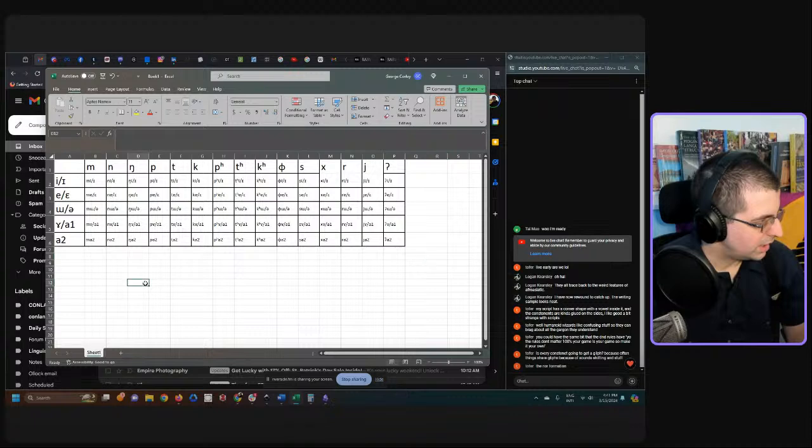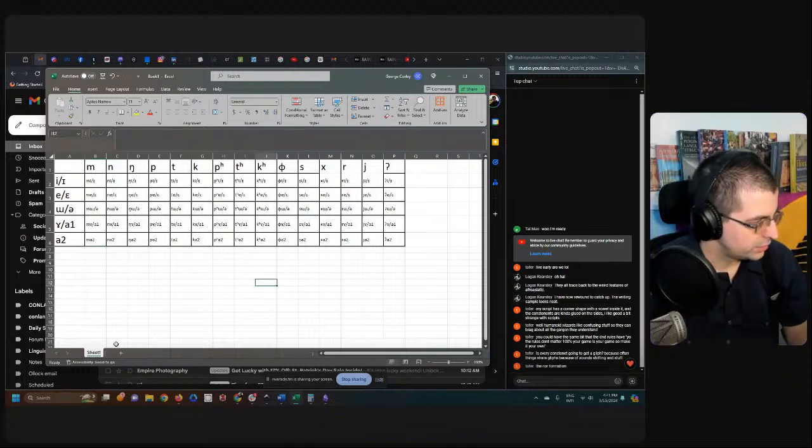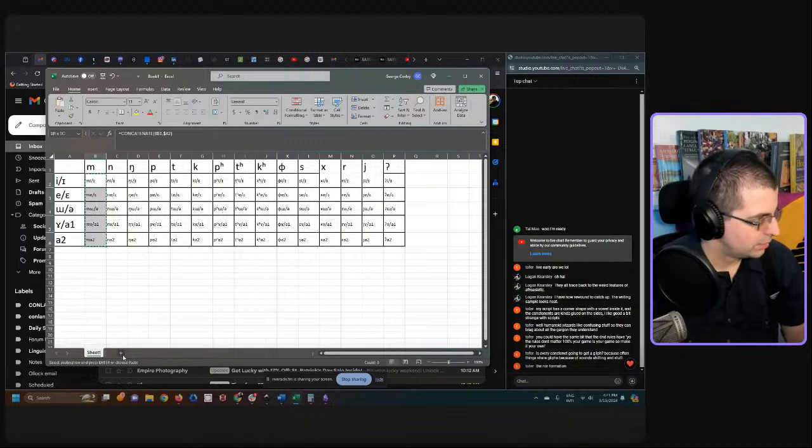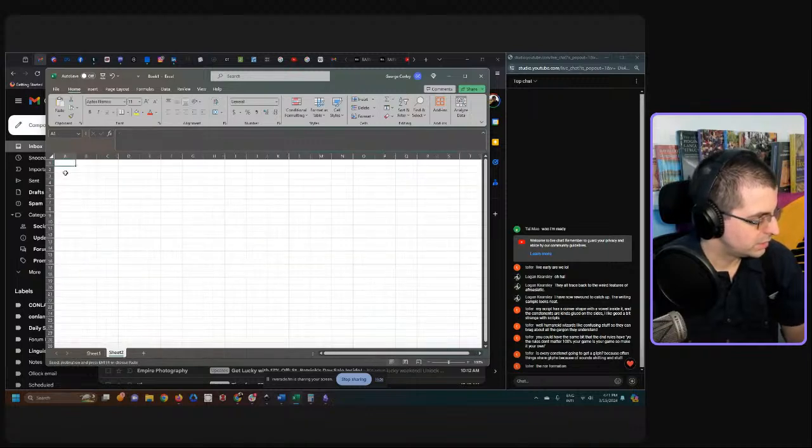Anyway, we've got that. And so let's start assigning words to these base syllables. So, how do I want to do this? I think I want to make this a new sheet.